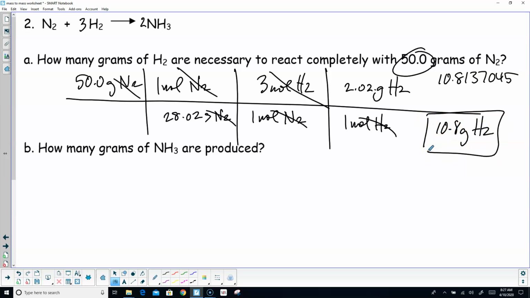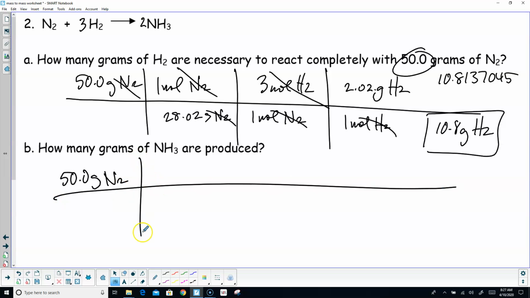Okay, the next part says how many grams of ammonia are produced. Once again, you could use this result, but I would strongly suggest you don't, because if you fat-fingered something, even if you set it up correctly, it's going to make the next answer incorrect. So I would always start, if I have the option, with something that was given to me. So once again, I'm going to start out with 50 grams of nitrogen, and I need to make those into moles. So 1 mole of nitrogen still weighs 28.02 grams. Grams cancel. Now I know moles.